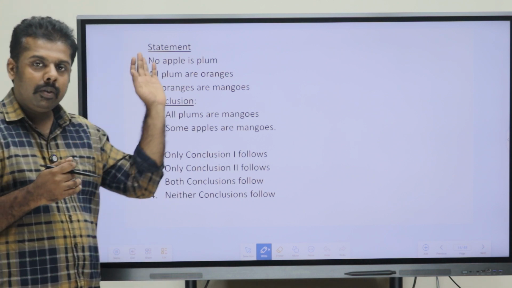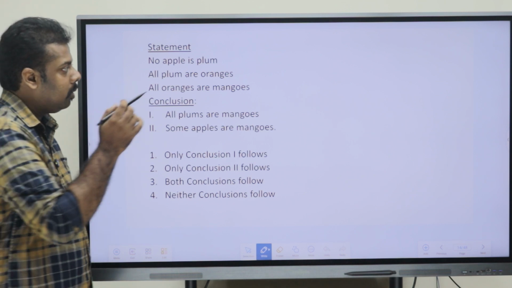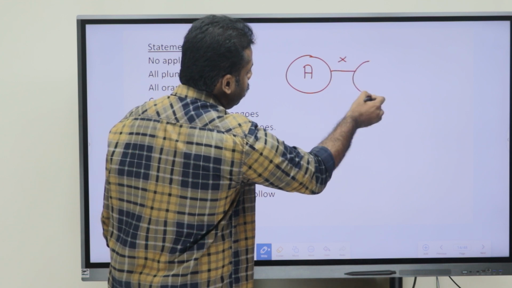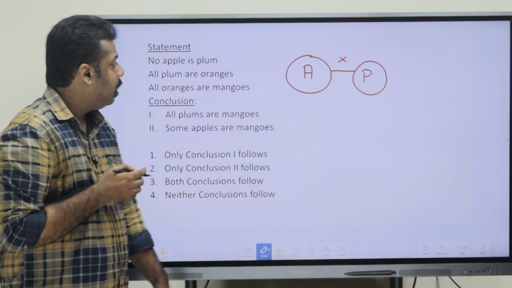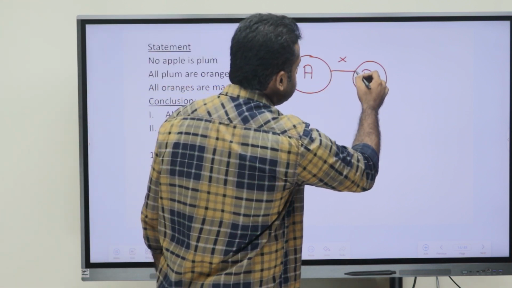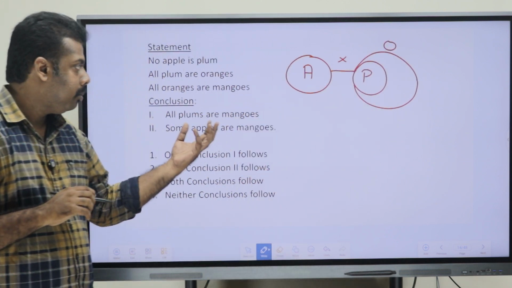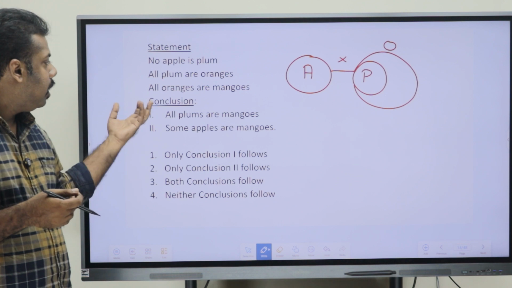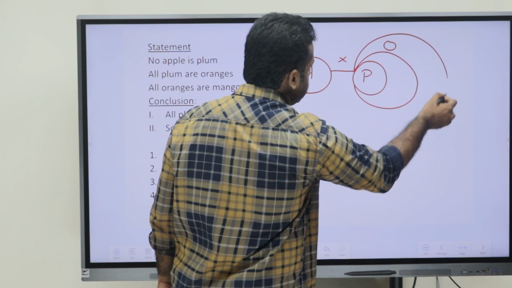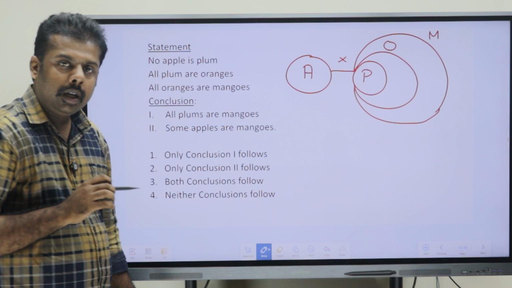Okay, the first thing we are going to do is draw the Venn diagram. No apple is plum. So how can we draw that? Apple and plum have a no relation. Now the second statement says that all plums are oranges. So plum totally has to be inside orange. The last says that all oranges are mangoes. So all oranges in total have to be inside mango. So this is how our Venn diagram looks now.